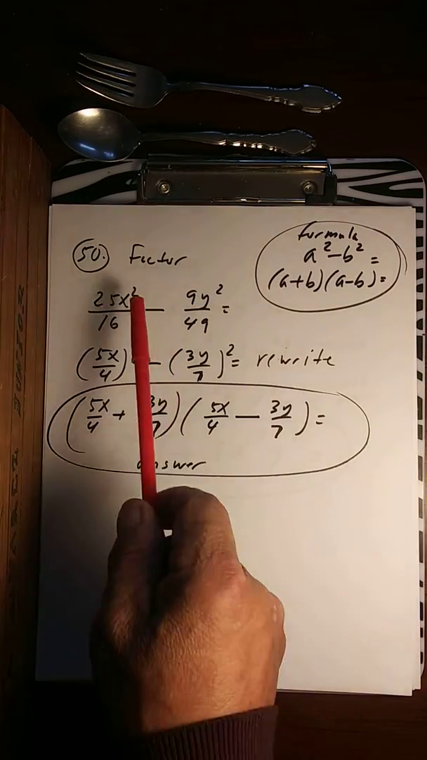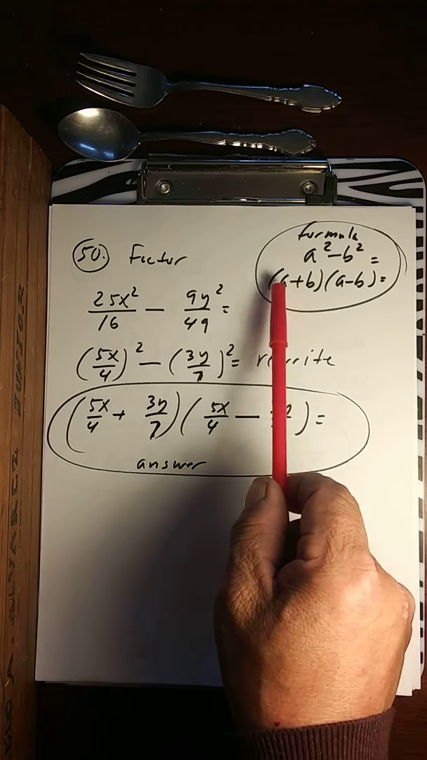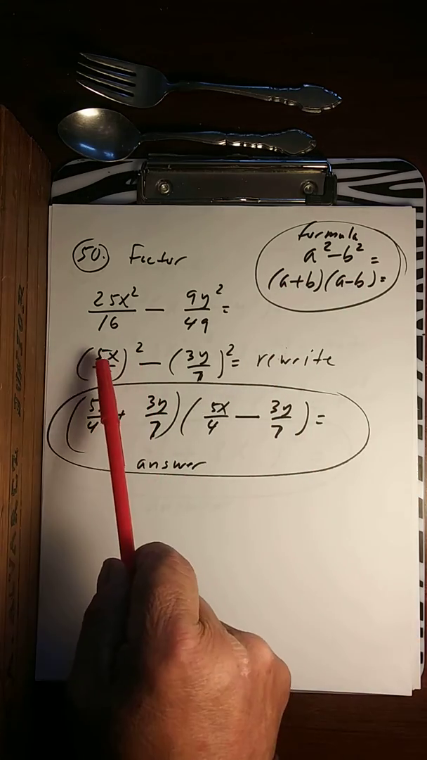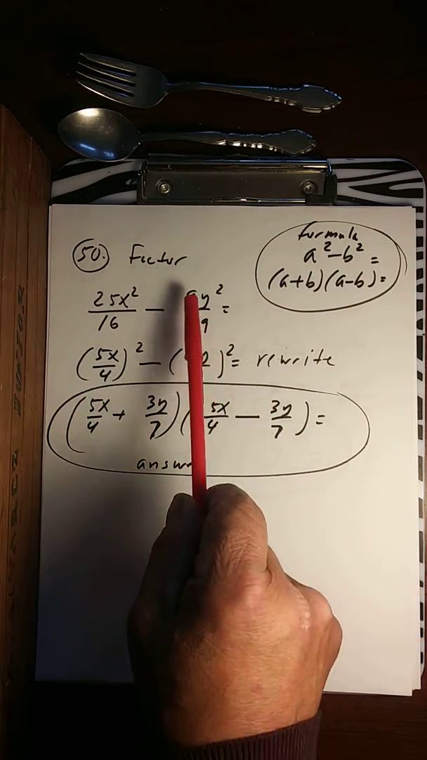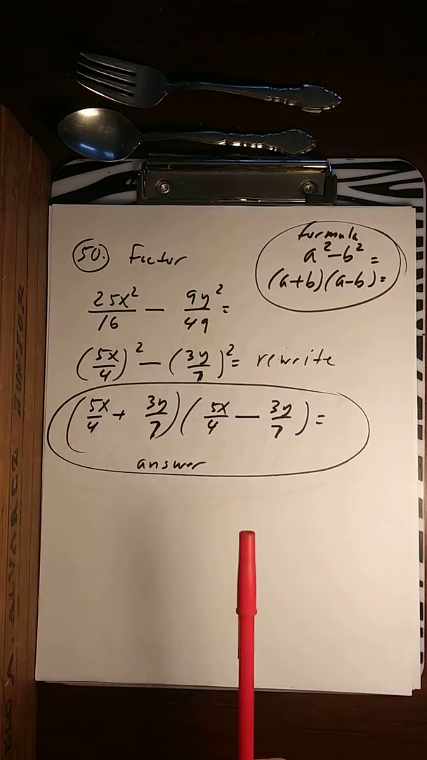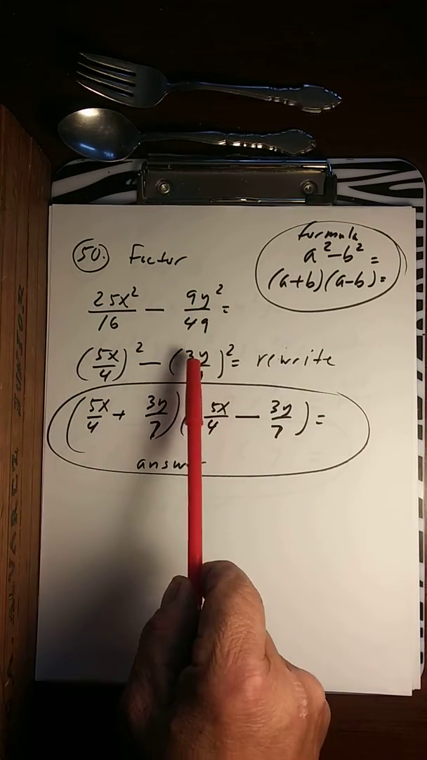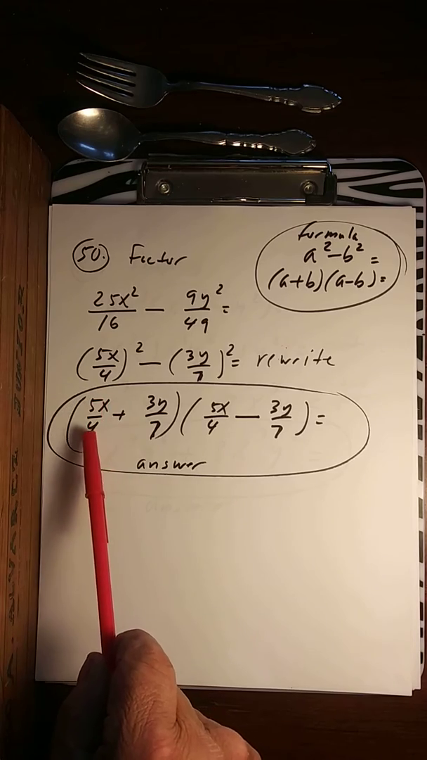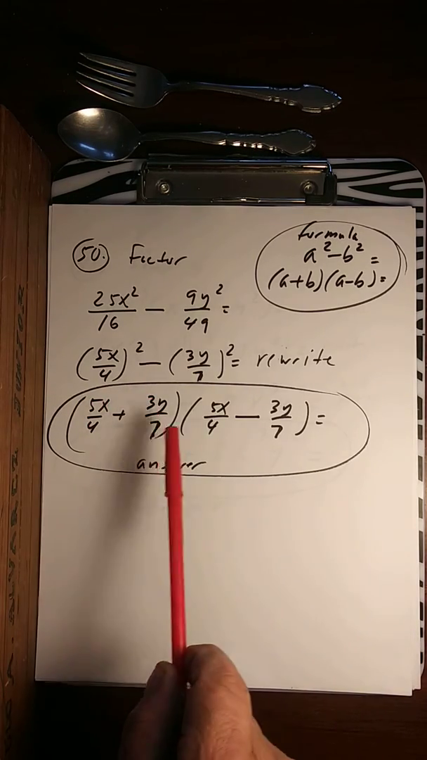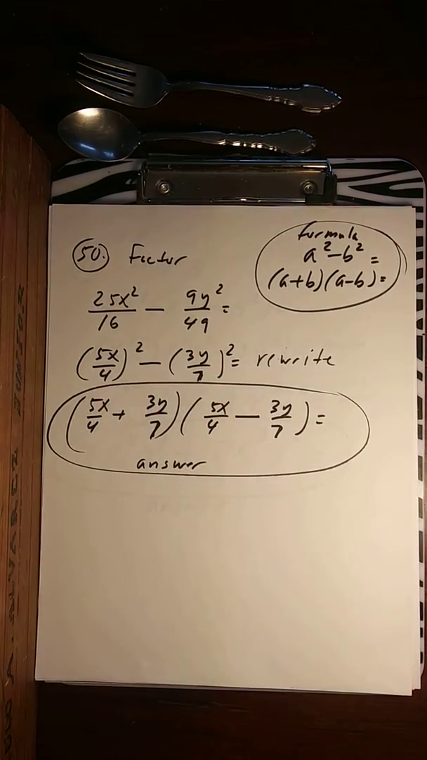This one. Factor this. Difference of squares. a squared minus b squared equals a plus b times a minus b. So rewrite it. 5 times 5 is 25. 4 times 4 is 16. 3 is that. 7 times 7 is the bottom part. So this is 5x over 4, 3y over 7. So it's going to be 5x over 4 plus 3y over 7, times 5x over 4 minus 3y over 7.